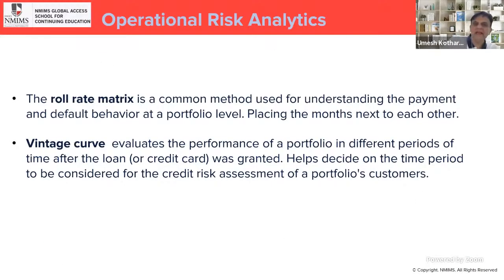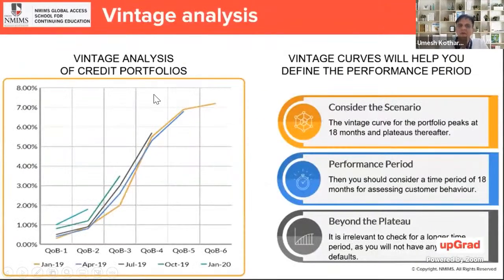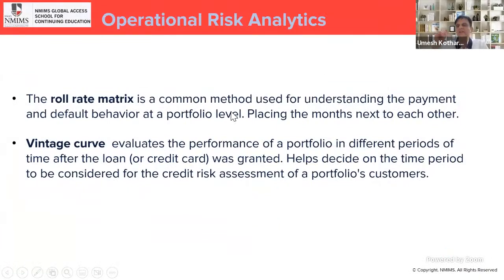So two additional analytics you do are the roll rate matrix and the vintage curve. The roll rate matrix is nothing but plotting the months next to each other, or even days nowadays, to see whether the 15 days has moved into 30 days, or into 45, 60, 90 or 120 days. And immediately after 90 days, it is passed on for collections and recovery.